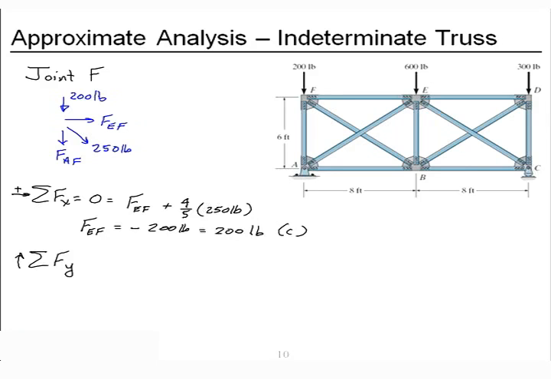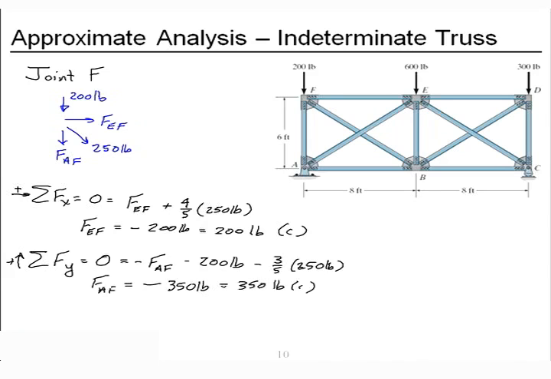Apply vertical equilibrium. We'll take up as positive. I have my unknown force in member AF. I have my 200 pounds applied downward force, and I have the vertical component of my 250-pound diagonal. Move force in member AF to the left side. I'm going to get a negative quantity, and that's going to add up to 350 pounds, which means 350 pounds in compression.